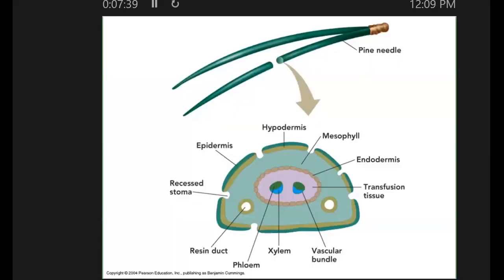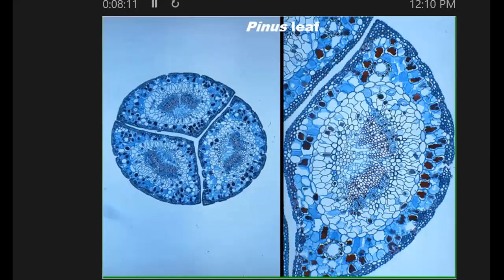So here you're just looking at a cross section of a needle and the general design when you look at it under the microscope, where you'll see typically two vascular bundles of xylem and phloem. You'll see recessed stomata, so they're sunken down a little bit. And then you often see resin ducts too, where there'll be resin buildup to help protect the needles from grazing and herbivores.